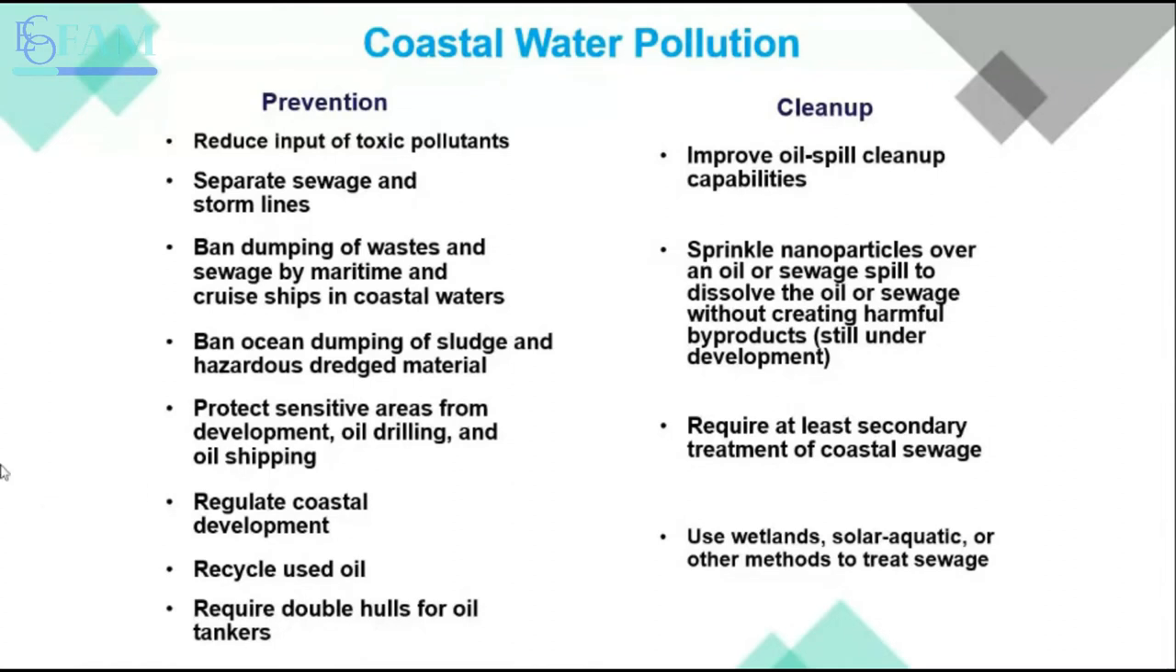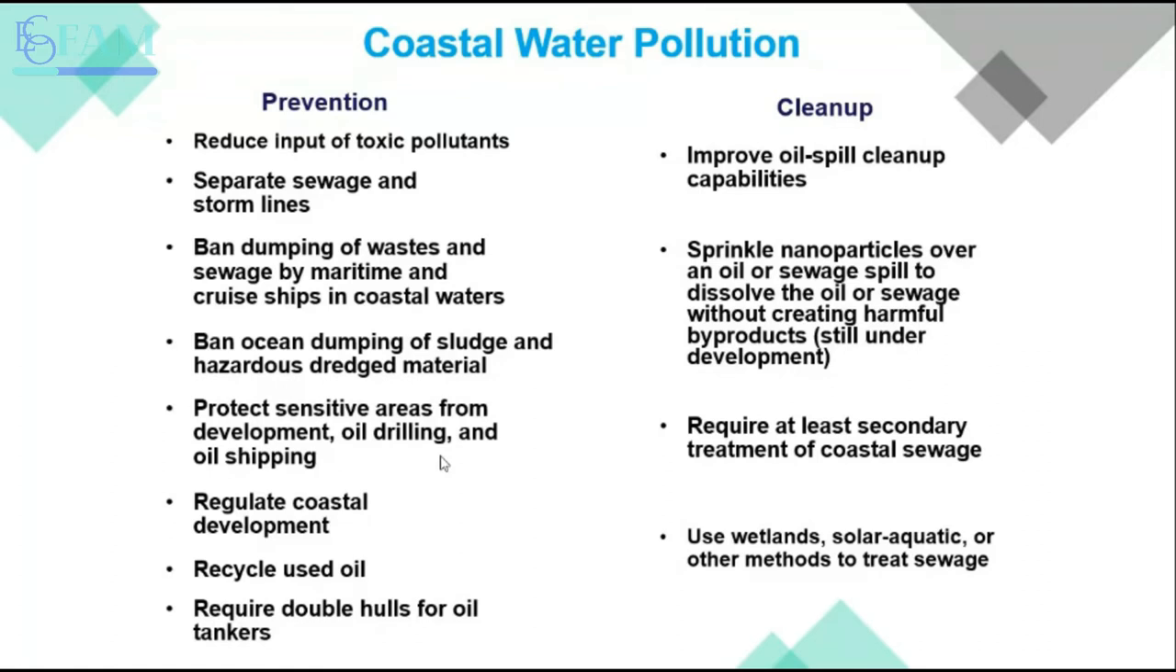And besides, we should ban the dumping of sewage wastes or solid waste into the coastal waters, and protect the sensitive areas from development and oil drilling, because most of the oil drilling or mining also happens in oceans. So we should prevent those kinds of activities. Regulate the coastal development, recycle used oil. There are various kinds of things. How can we prevent coastal water pollution?